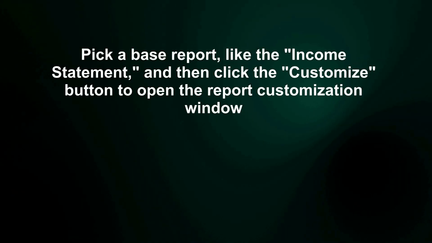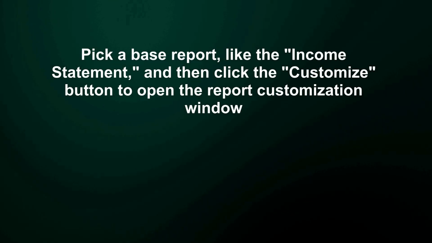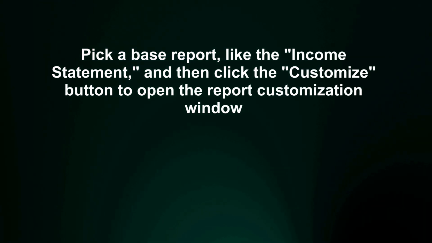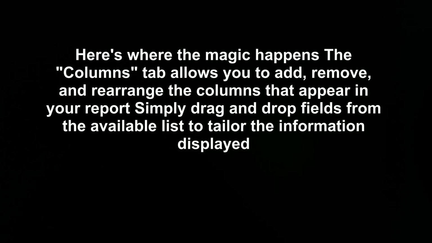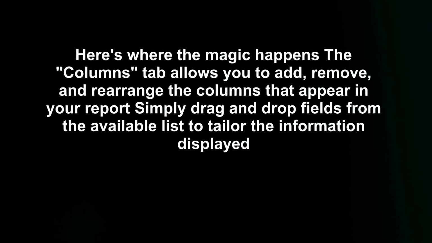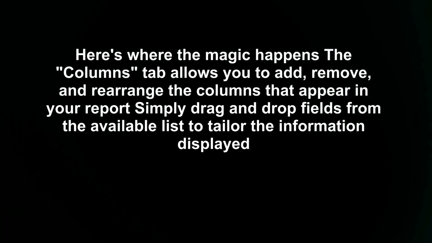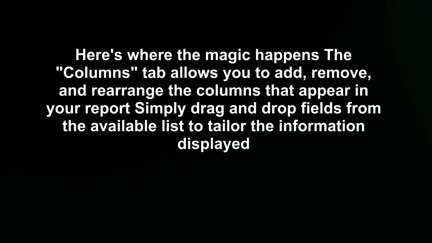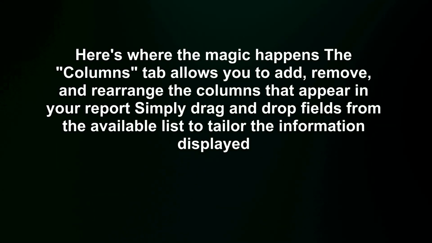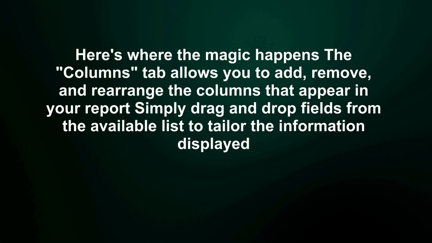Pick a base report, like the income statement, and then click the Customize button to open the report customization window. Here's where the magic happens. The Columns tab allows you to add, remove, and rearrange the columns that appear in your report. Simply drag and drop fields from the available list to tailor the information displayed.